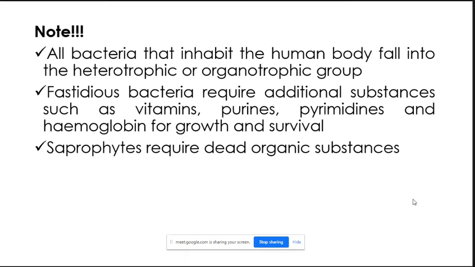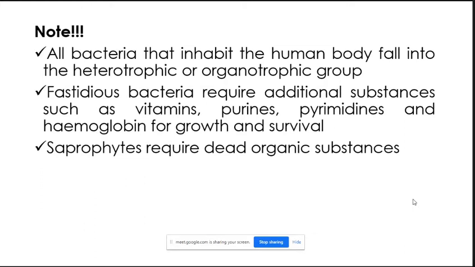What are fastidious bacteria? Anyone? Ma'am, Maridine Pagatpatan po. Ma'am, ang fastidious bacteria, sila yung mga bacteria na may special requirements na kailangan bago sila mag-grow po.